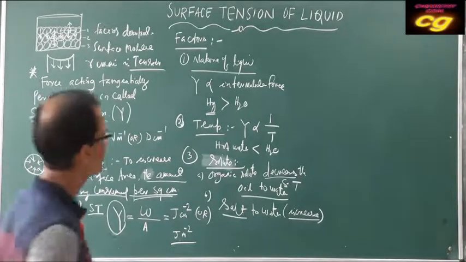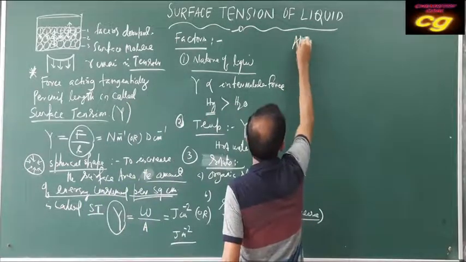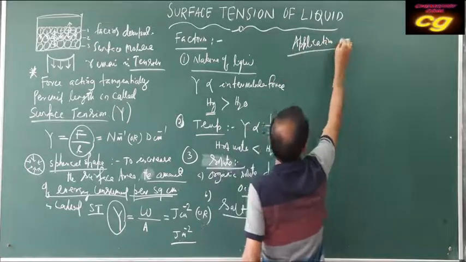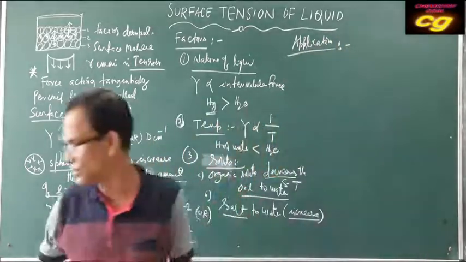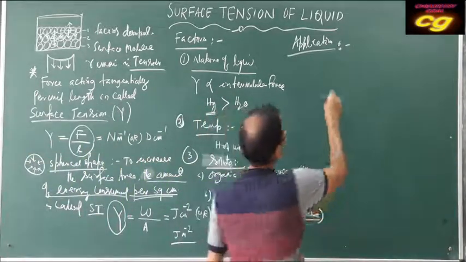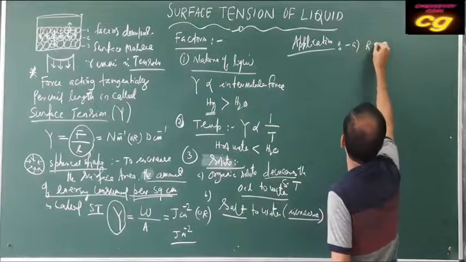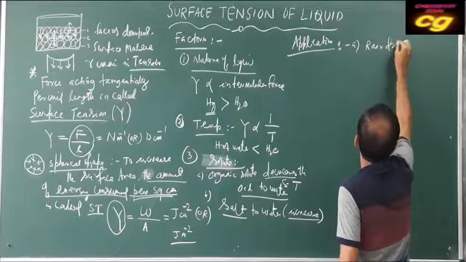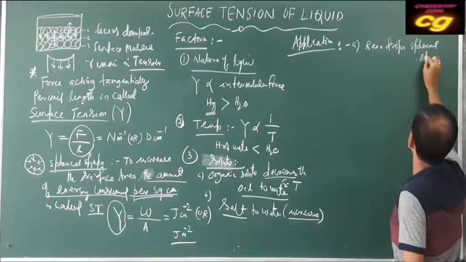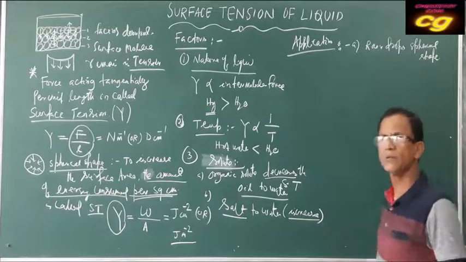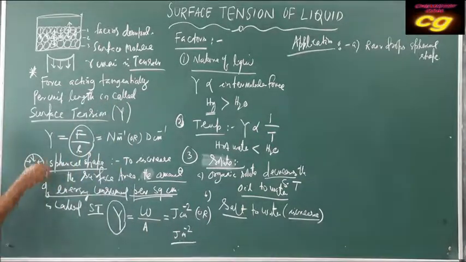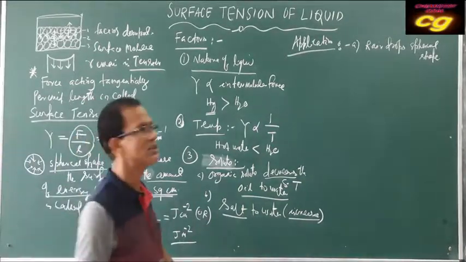Then we will discuss the applications. Very important is application. The application part we already discussed. The first application is that raindrops are spherical. Why are raindrops spherical? Due to surface tension. I already explained this. Due to surface tension, the molecules acquire minimum area, that is spherical shape.